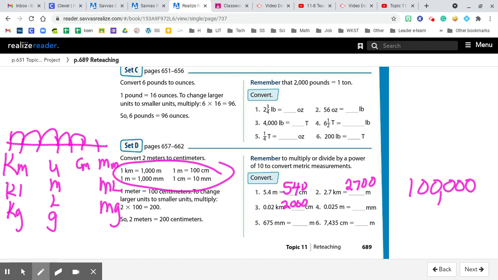25 thousandths of a meter, we're going to multiply it by 1,000 to figure out how many millimeters we have. And this is a fraction of a meter. So 675 millimeters, we're going to divide by 1,000. So we have 0.675. And 7,435 centimeters. How many meters is that? We're going to divide by 100. 74.35.